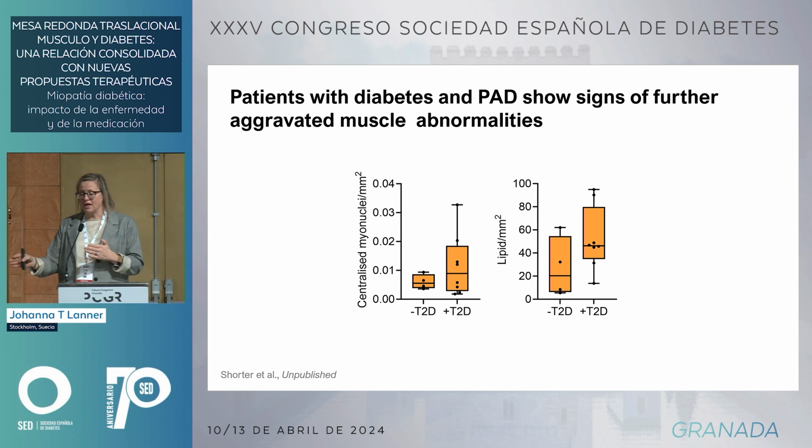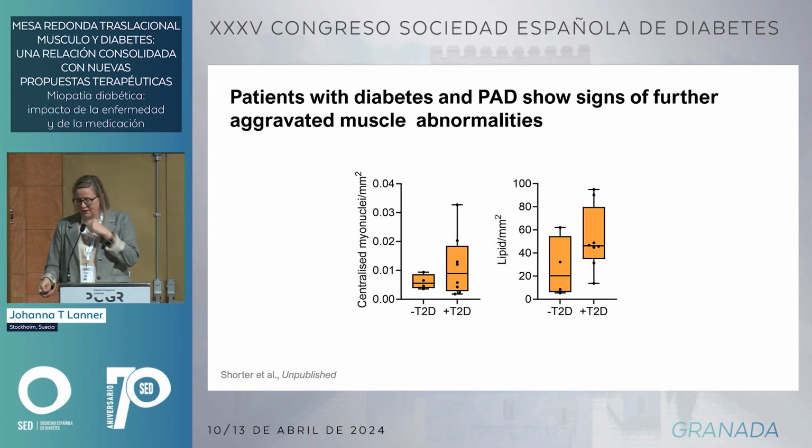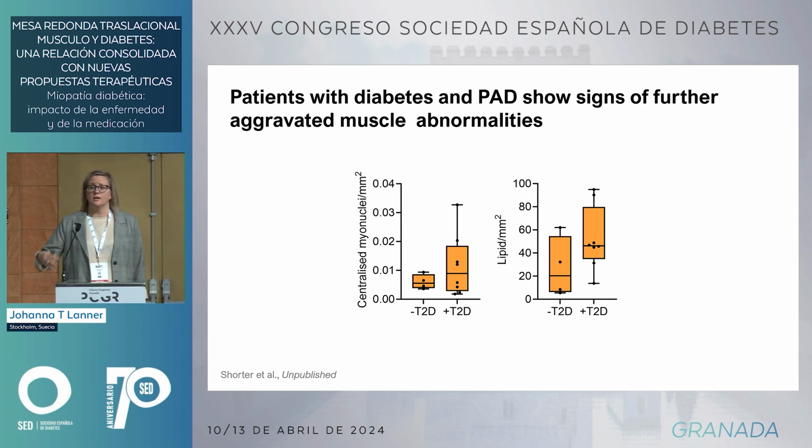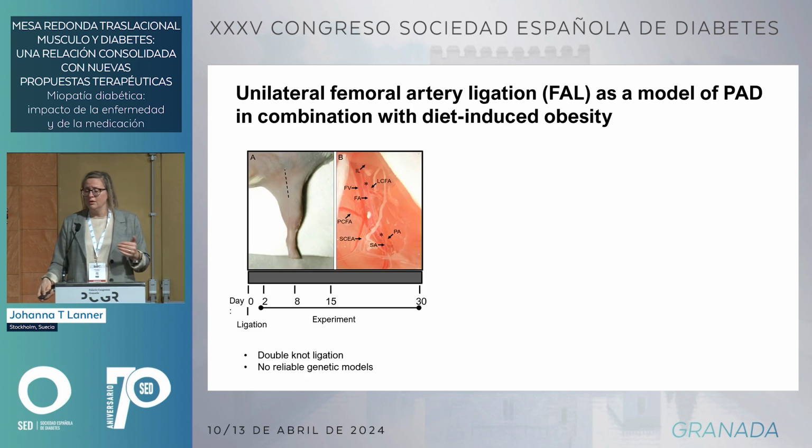But the trend is that if you have type 2 diabetes, you have a more severe phenotype than if you don't have type 2 diabetes. We're collecting more data, and we think this trend will be significant. But in order to do things more mechanistically, we turn to our mouse model.